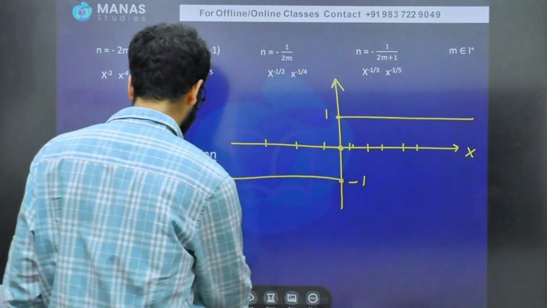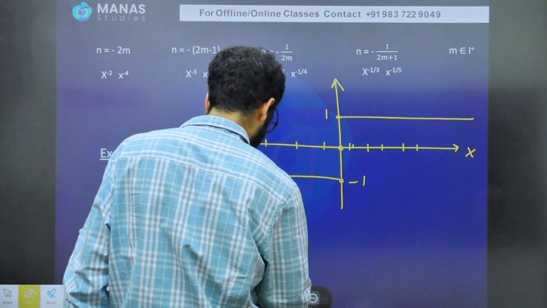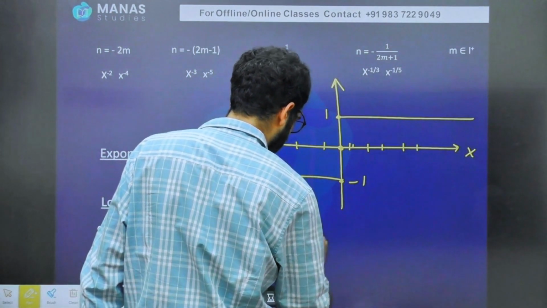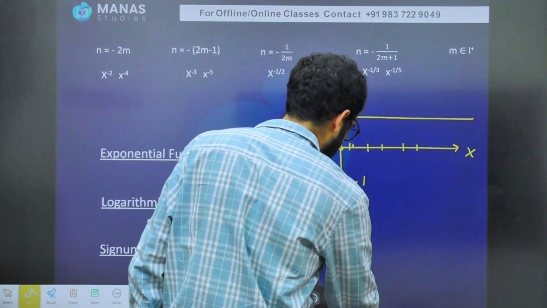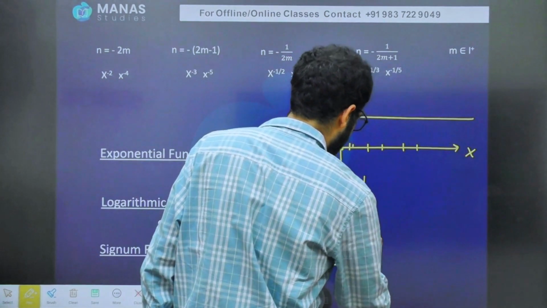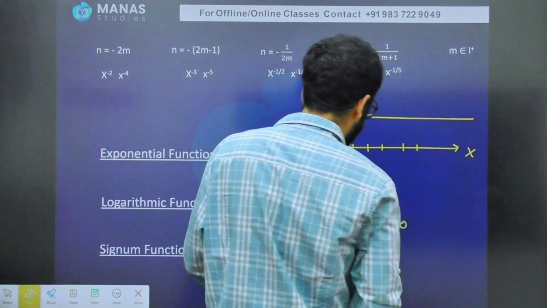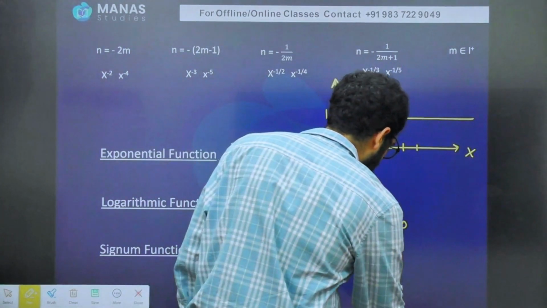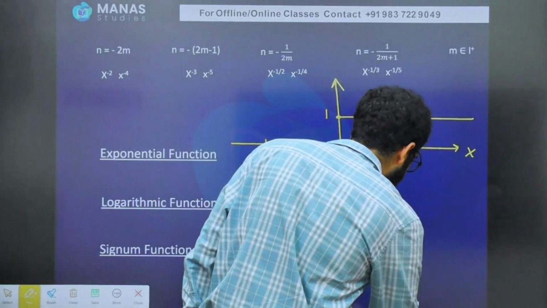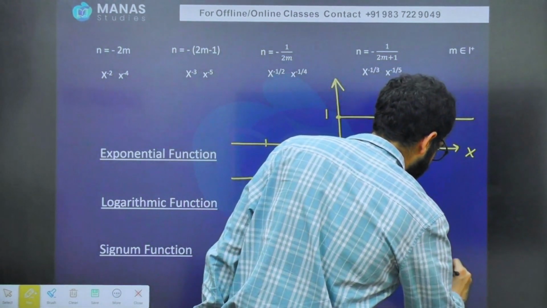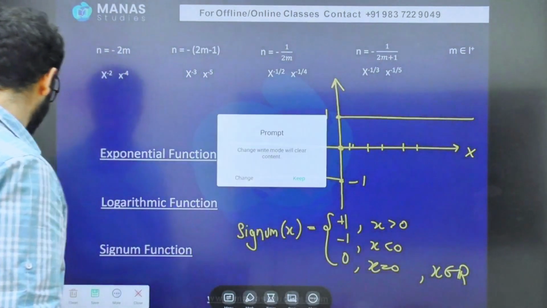So the signum function can be written as: signum of x is equal to, there are only three outcomes, plus 1, minus 1 or 0. When will we get plus 1? When the value of x is greater than 0. When will we get minus 1? When the value of x is less than 0. And when will I get 0? When the value of x is equal to 0. And the point to be remembered is x belongs to the set of real numbers. Now let's move forward.